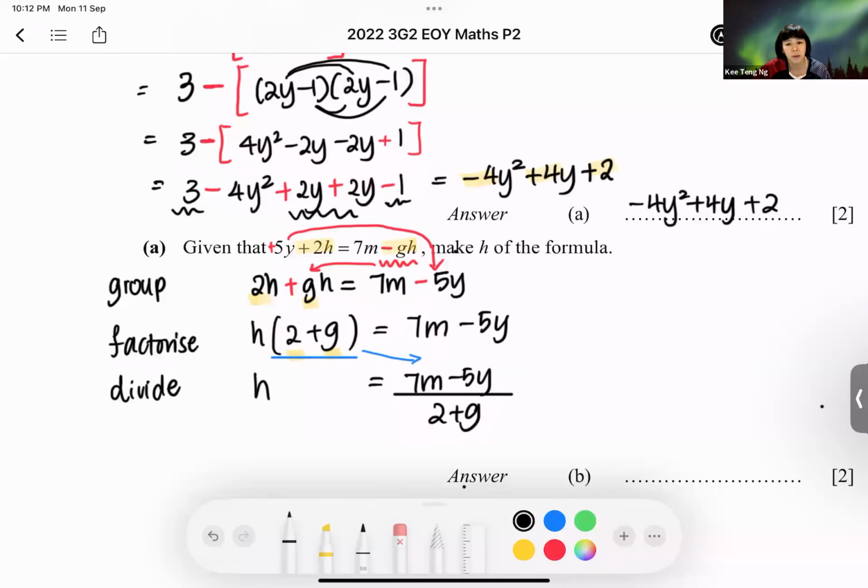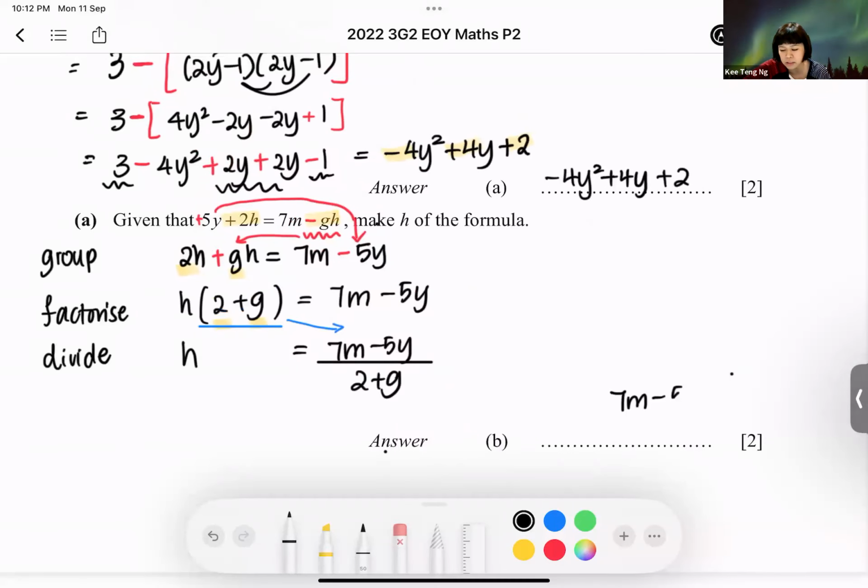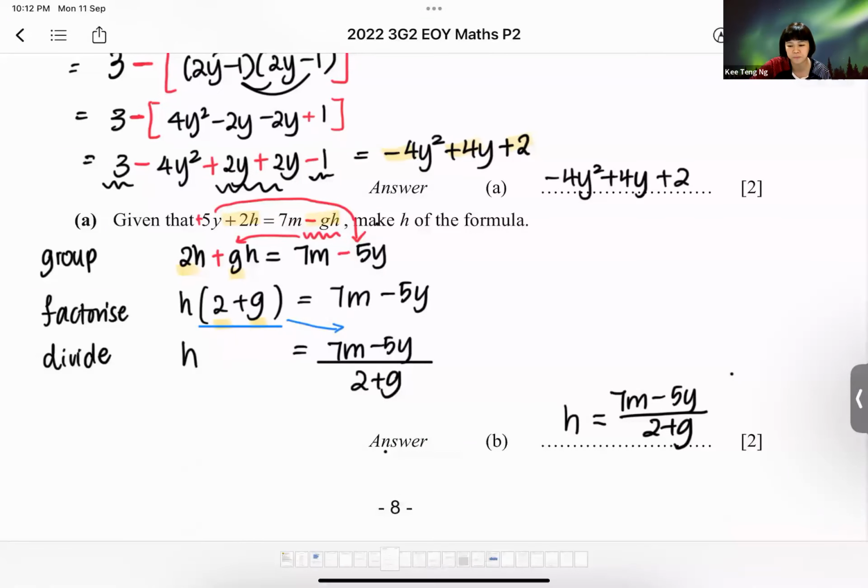Make H the subject of the formula. A lot of students will simply write this as the answer inside your answer blank. This is wrong. Because they want H as the subject of the formula, you need to have H equals. So you cannot just write the right hand side as the answer. You have to write the whole equation, the whole formula with H as the subject. H equals to something. Have you gotten the answer?